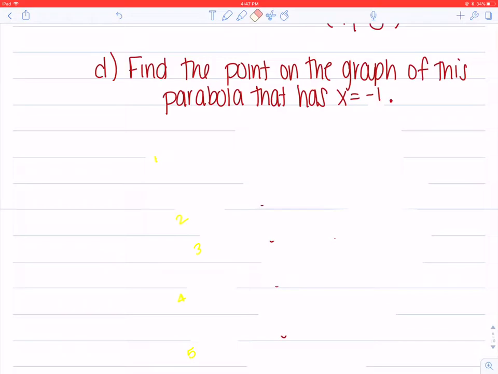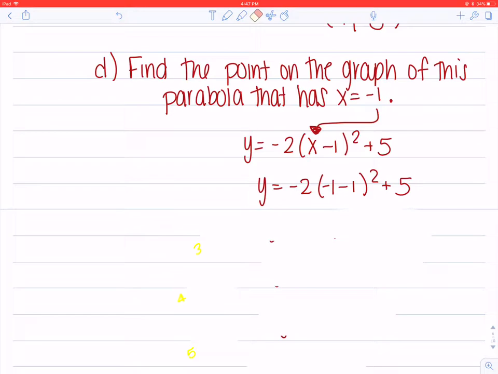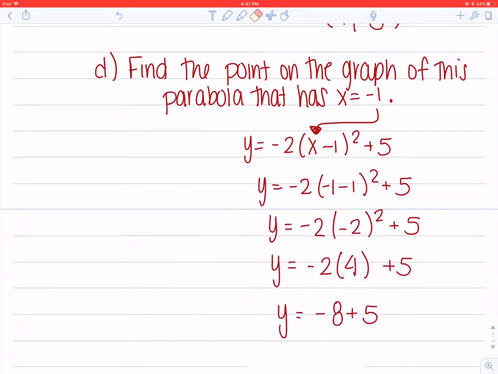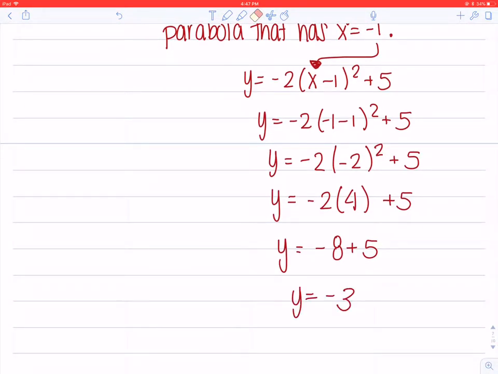Find the point on the graph of the parabola that has x equals -1. Well, what you're going to do is take x equals -1 and plug it in where there was an x. So then you'll have -1 minus 1 squared. You're just going to do your order of operations, and then you get out y equals -3. So the point is (-1, -3), because you take the x value and then the y value you found.